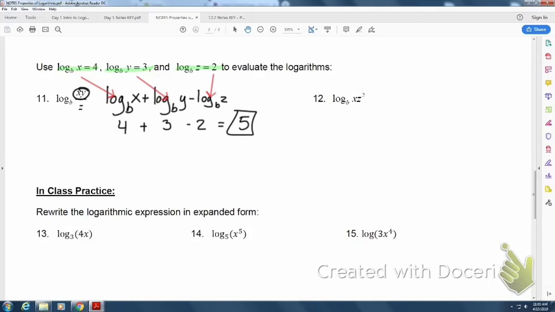Going to 12, so you would have log base b of x plus log base b of z squared, but then you can move that square to the front and make it the coefficient. And so now you've got log base b of x, which it says is 4, plus 2 times log base b of z, which is 2. 4 plus 4 is going to give you 8.